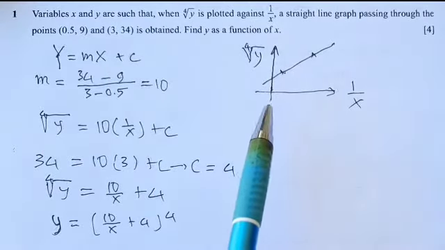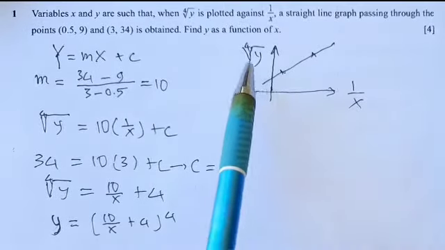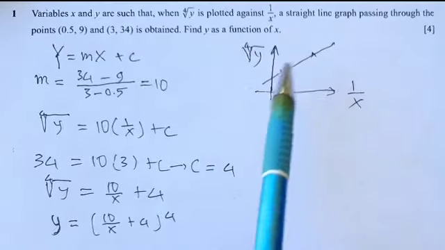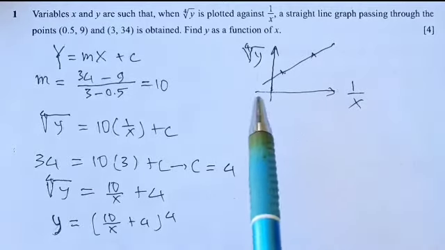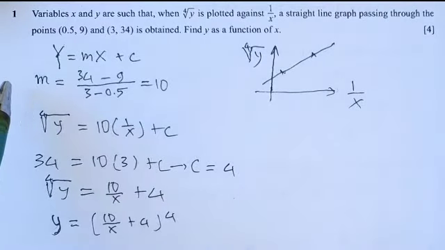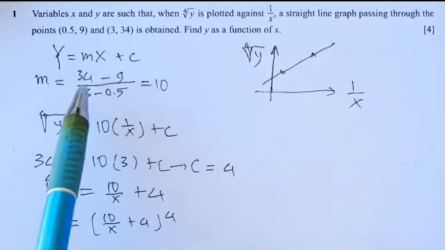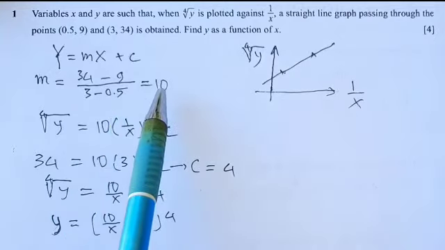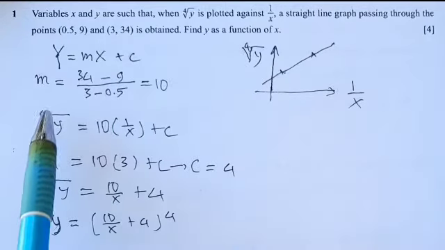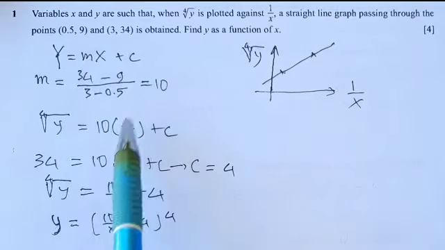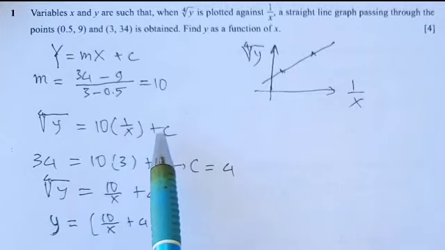Now this is the graph to visualize the problem. On the horizontal axis is 1 over x, and on the vertical axis the fourth root of y, and the graph will be a straight line. We can calculate the gradient m by using these two points: 34 minus 9 divided by 3 minus 0.5, that is 10. Now we replace capital Y by the fourth root of y, so the fourth root of y equals the slope 10 times capital X, that is 1 over x, plus c.